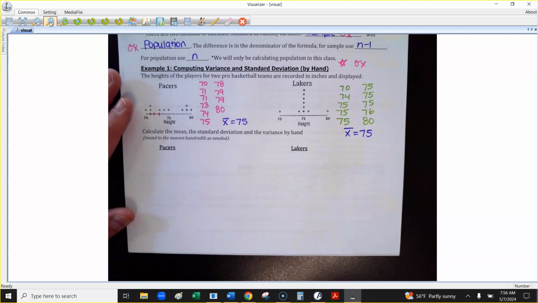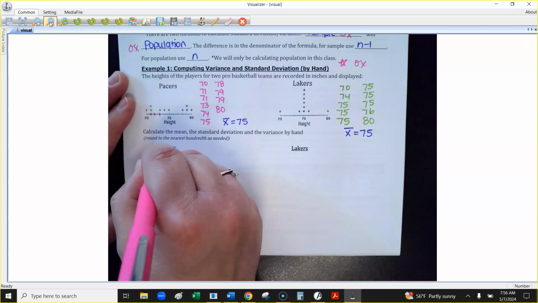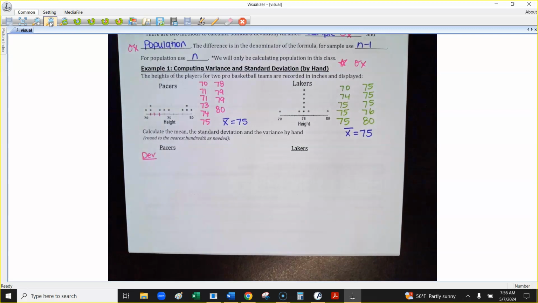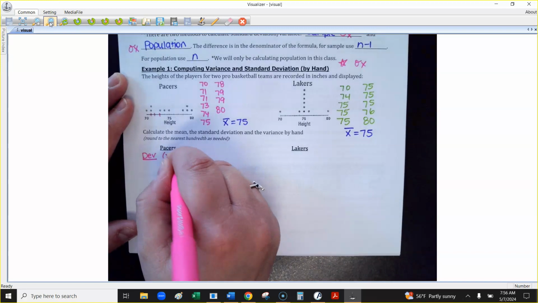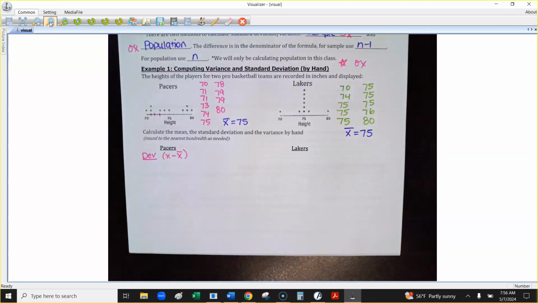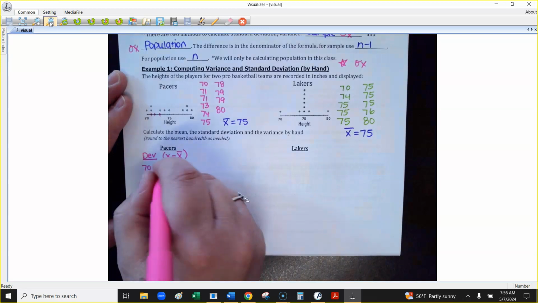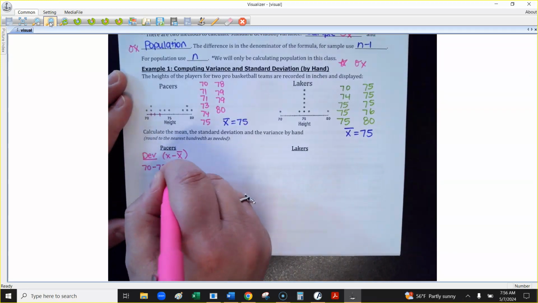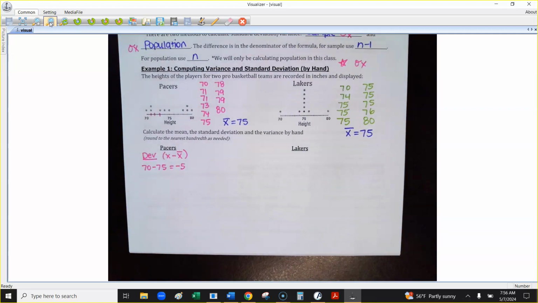All right, to calculate a deviation, I'm just going to write DEV. All you're going to do is take the height and subtract the mean for each of these players. We can do them in any order. I'm just going to go from left to right here. So the first player was 70 inches. The mean is 75. So the deviation there would be -5. And some of these deviations are positive, some of them are negative. That's why we're going to square them.